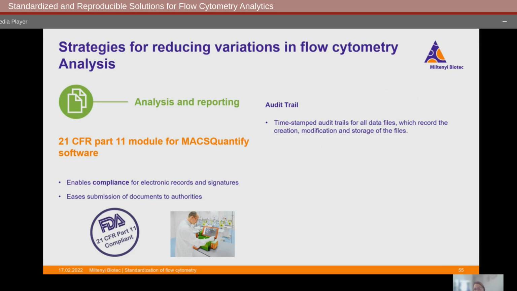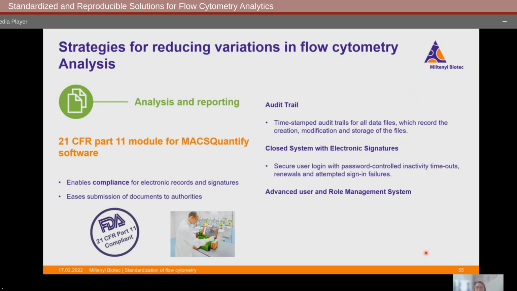The 21 CFR Part 11 enabling module does allow for an audit trail. So this means that you have time-stamped audit trails for all data files, which is recorded at the creation, modification, and storage of those files. In addition, it's also a closed system with electronic signatures. So you have a secure user login with password-controlled inactivity timeouts, renewals, and attempted sign-in failures.